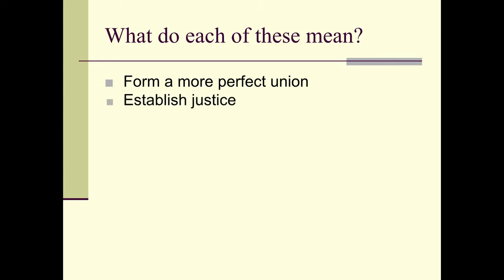To establish justice. Justice is laws that treat people fairly, ways to ensure that wrongdoings don't go unpunished, but people are punished correctly and equally, and that's justice. To ensure domestic tranquility means peace within the country, so you can go about your daily life without insurrection and riots and whatever, just to ensure that we have a peaceful nation.